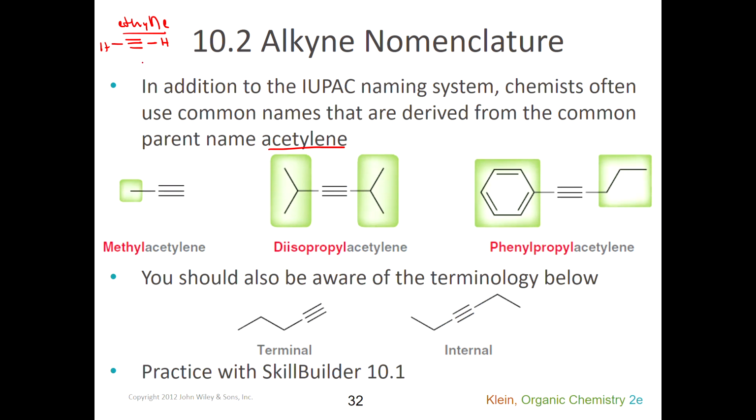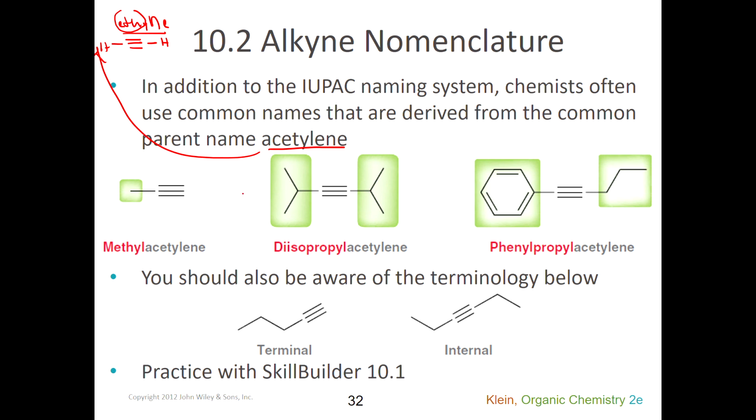Ethyne is 2 carbons, that's where I get the ETH, and the YNE tells me I have a triple bond. So ethyne and acetylene are the exact same thing. It's just that the name acetylene has been around longer, before the IUPAC system was developed. And since it's been around so long, it's traditionally still used in a variety of different areas.